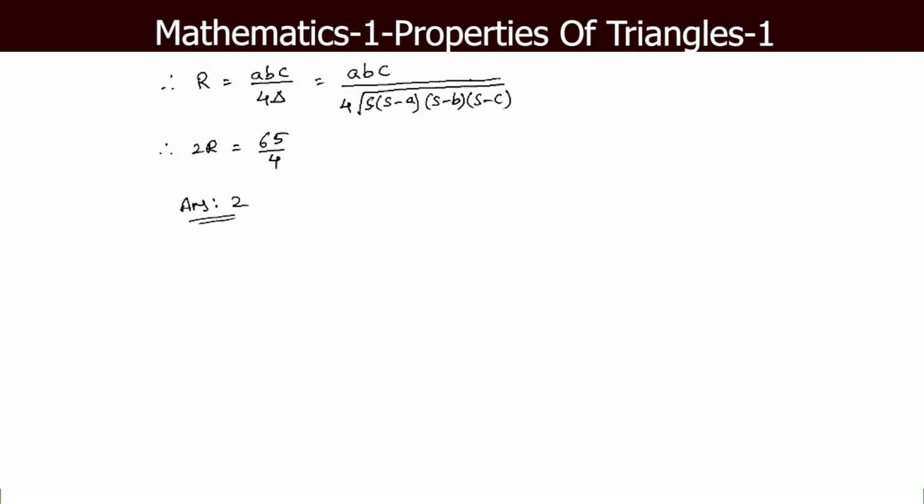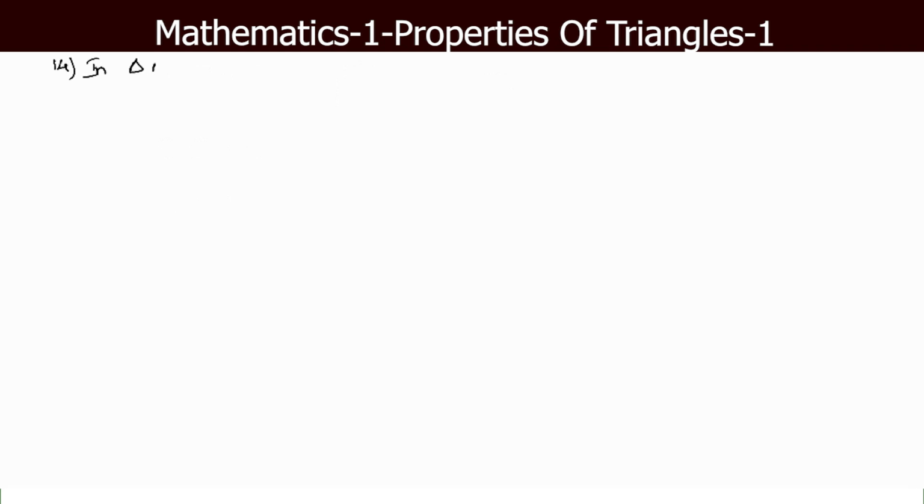So, capital R is equal to abc by 4 delta, which is abc by 4 into square root of s into (s minus a) into (s minus b) into (s minus c). By substituting the values of a, b, c, s minus a, s minus b, s minus c and simplifying, 2 capital R is equal to 65 by 4. The correct option is option number 2.